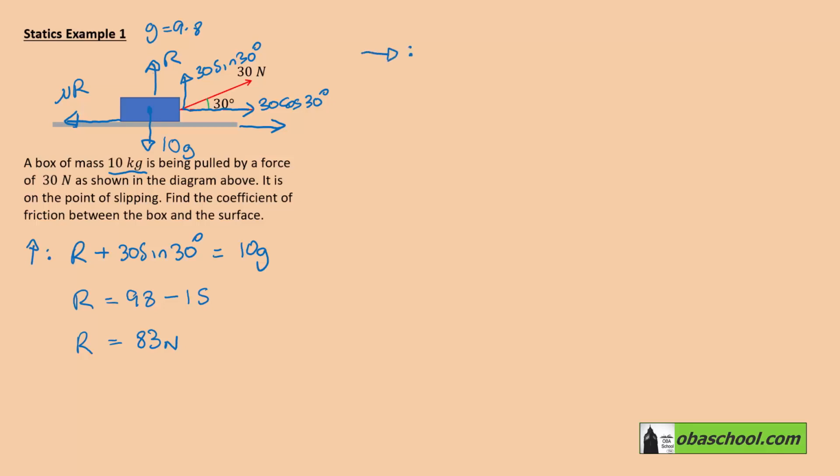Horizontally then, 30 cos 30 must be equal to mu R, because the only horizontal forces that we have are this one and this one. And so mu is going to be, I put 3 there instead of 30.